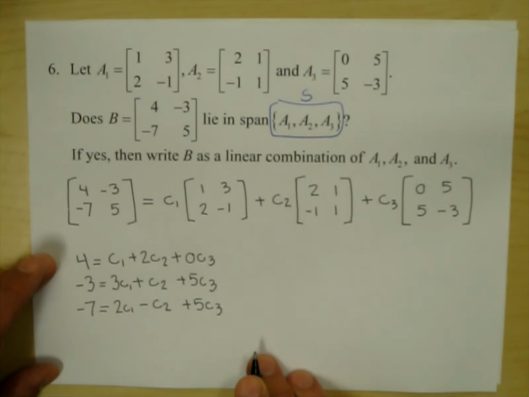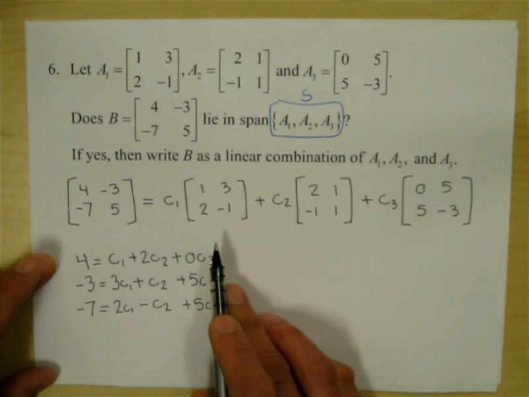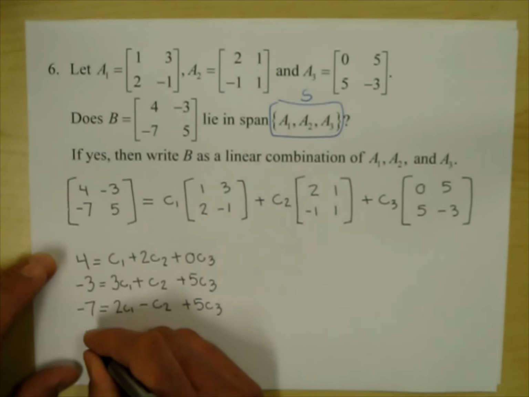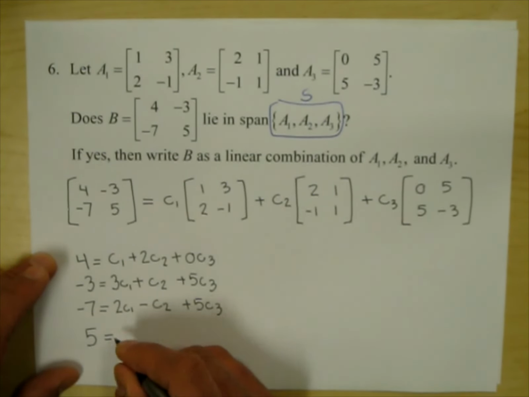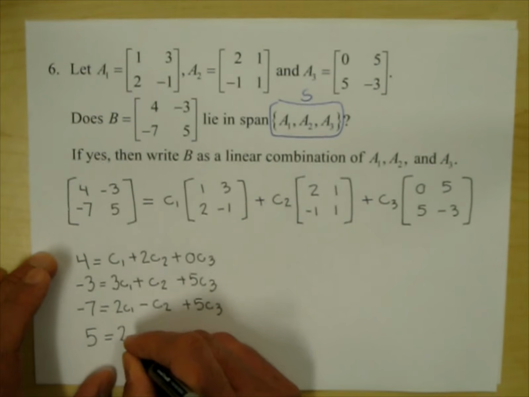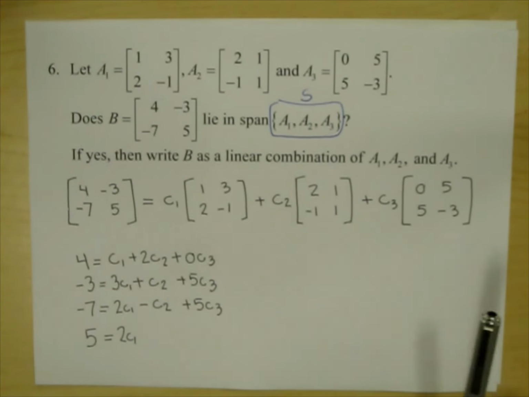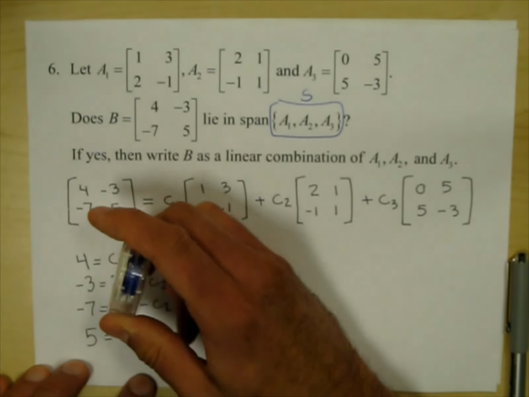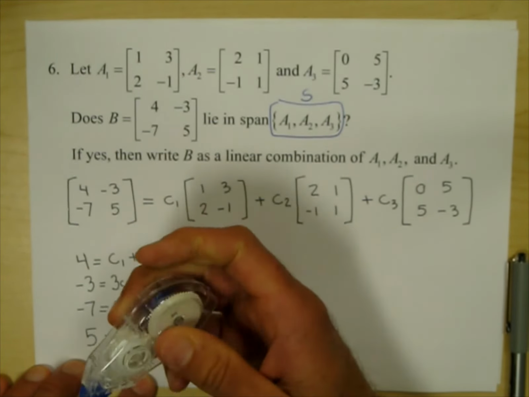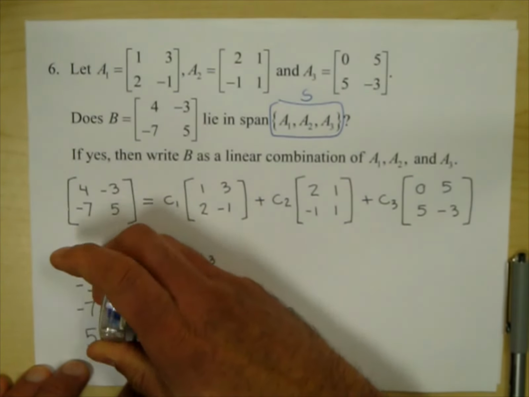And then the last one's going to be 5 equals 2C1. No, I was just kidding. Wasn't a funny joke. Let me, what's happening to my, am I doing this wrong?